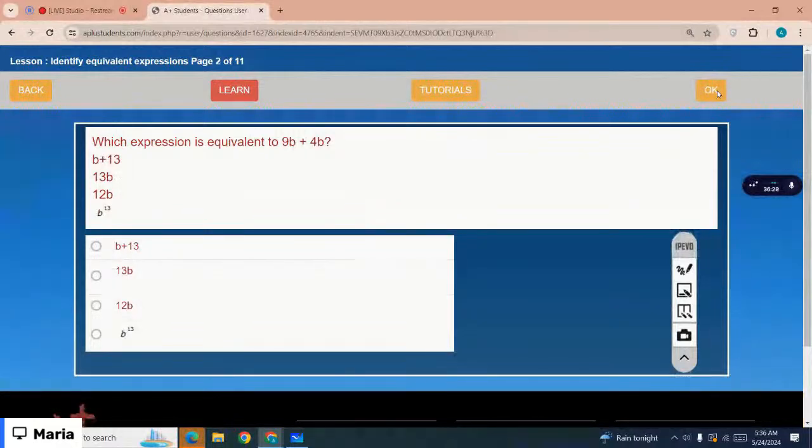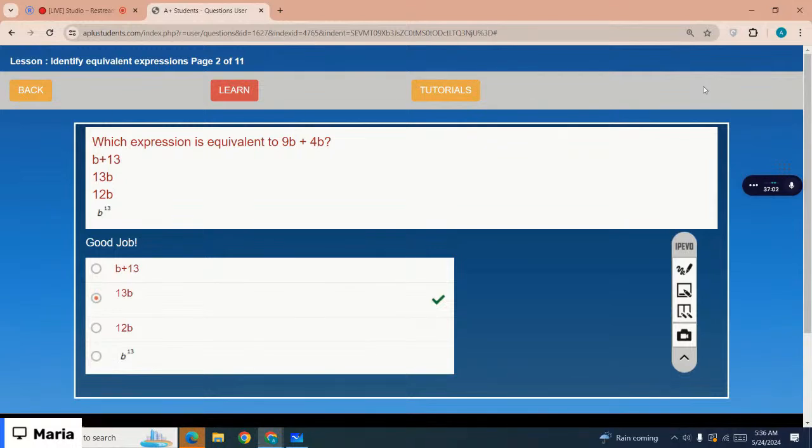Okay, which expression is equivalent to 9b plus 4b? So which is the correct option? That is 13b. Option number 2 is the correct option, right? You have to simply add them. 9 plus 4 is 13. That is 13b.